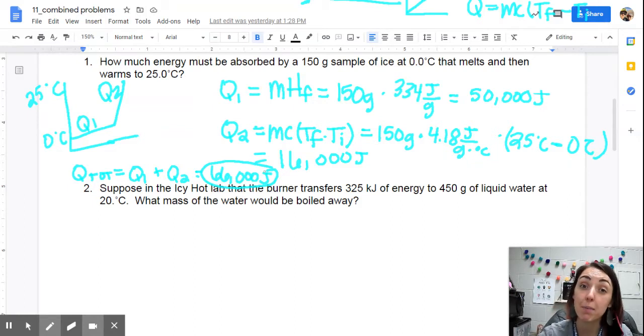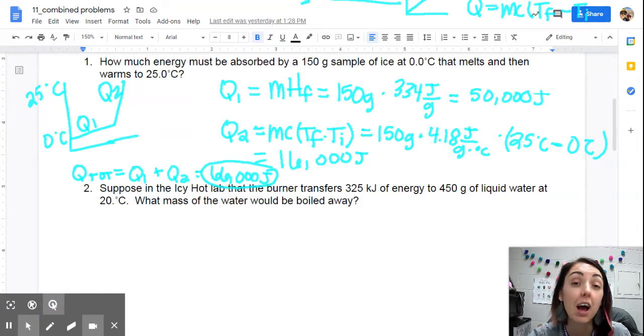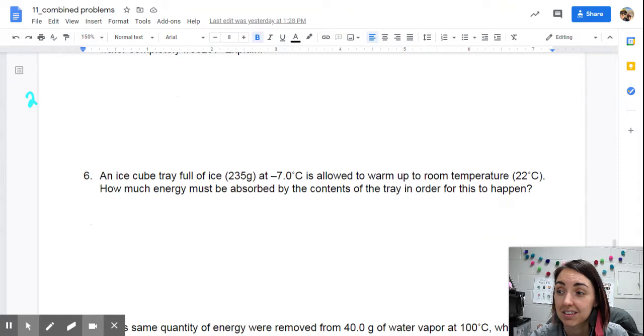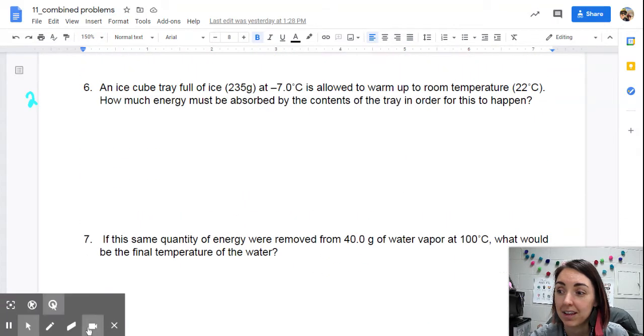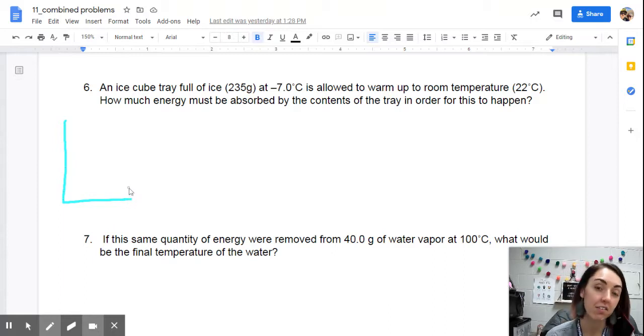So I told you we're going to be skipping around a little bit on this worksheet. So like I promised, I want you to go to number 6. So go all the way to number 6. And I want you to start by drawing the temperature time graph. So I'll get you started on it. Your ice starts at -7 degrees Celsius and it warms up to 22 degrees Celsius.